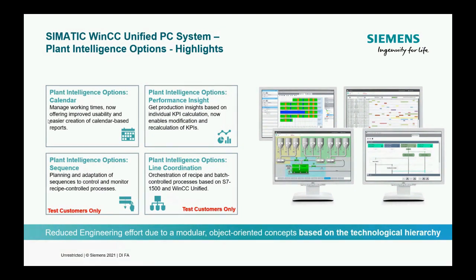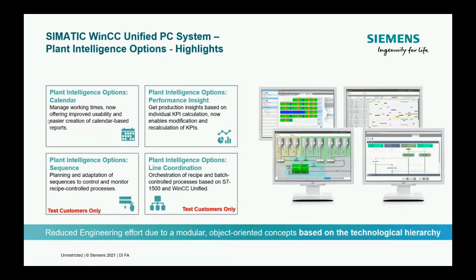So this can be for orchestration of a recipe or batching systems across a process line where maybe the equipment has been provided from different suppliers. So maybe you've got a Siemens system, maybe you've got a third-party system, maybe you've got an in-house system. We can integrate these with this line coordination level based on WinCC Unified, so we can get the whole system to act as a line and also then report back in as an overall line as well.